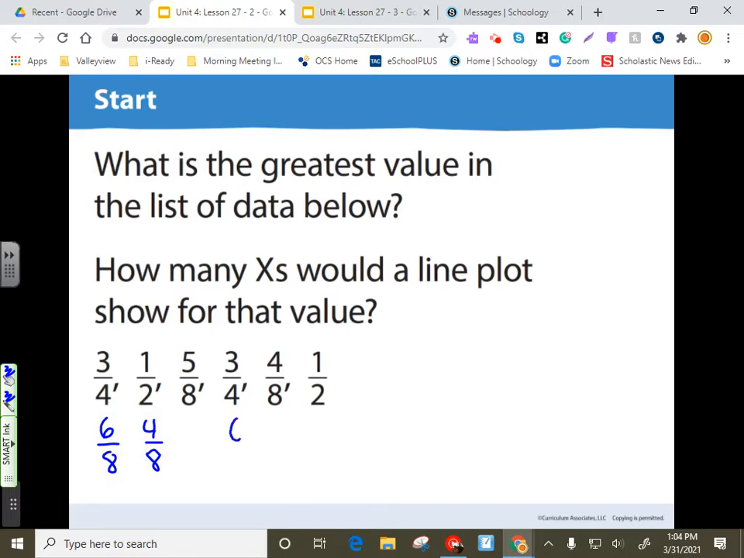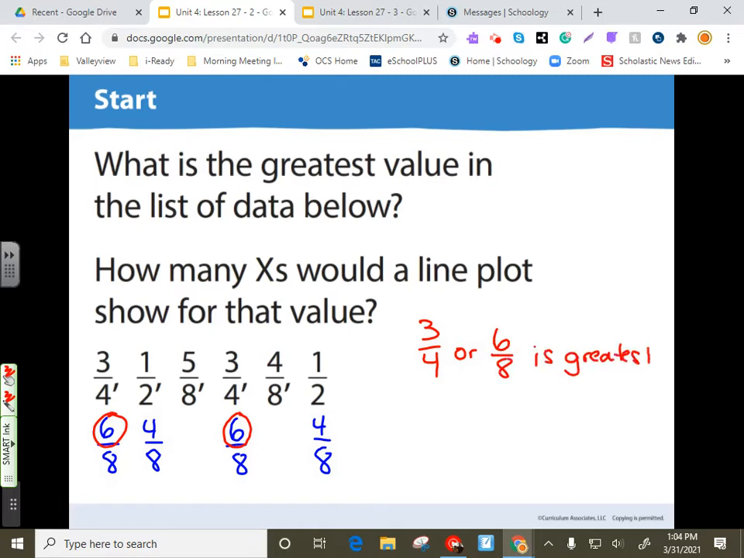3/4 we've done already, so this is a 6/8. 4/8 we leave alone as well. And 1/2 again becomes 4/8. So I want to know what's the greatest value. Well, now it's pretty simple. We can just look at the numerator, and we know that 6 is the greatest numerator shown here. So 3/4, also known as 6/8, is greatest.